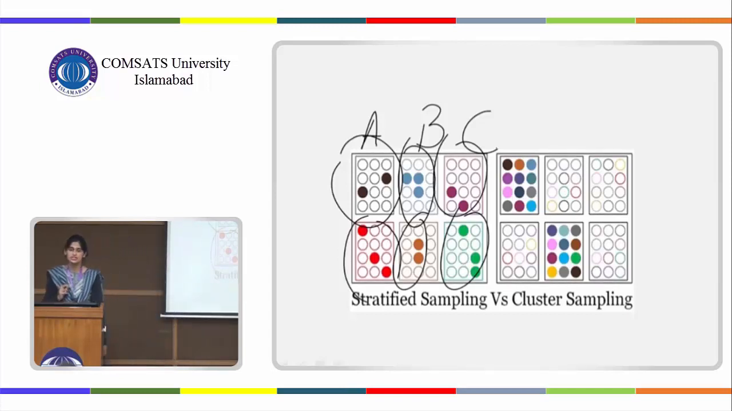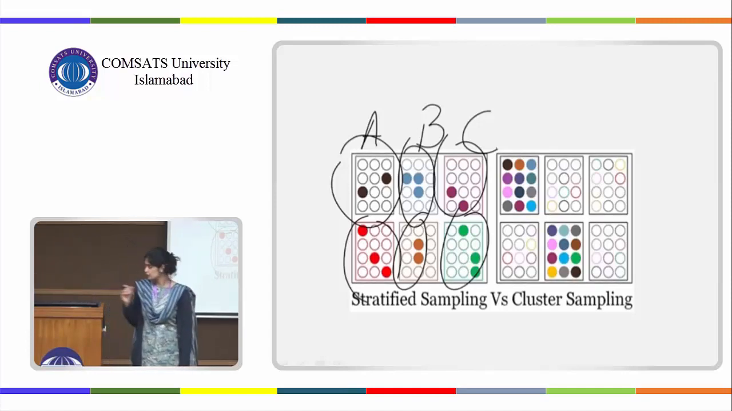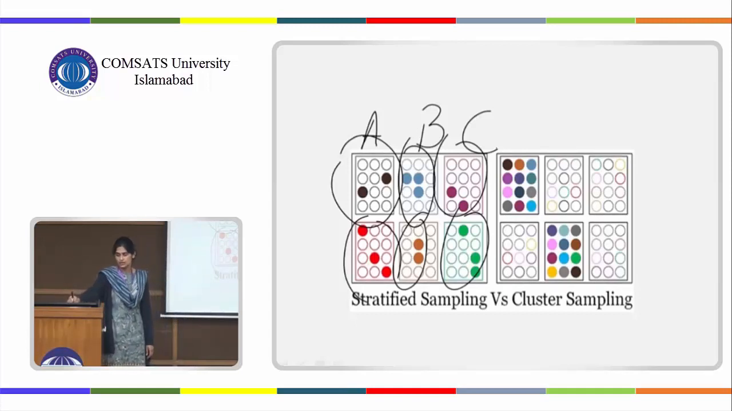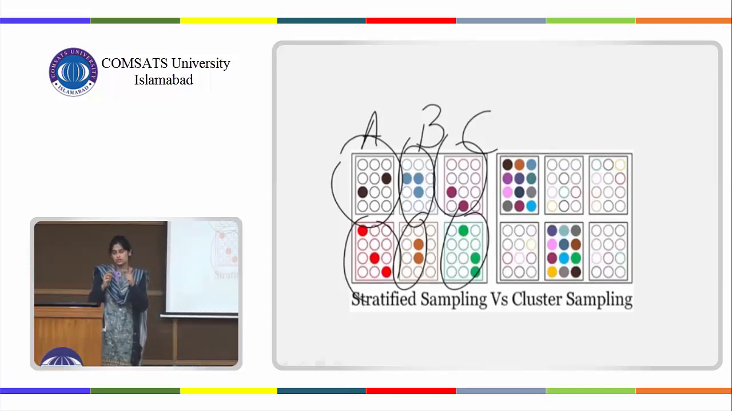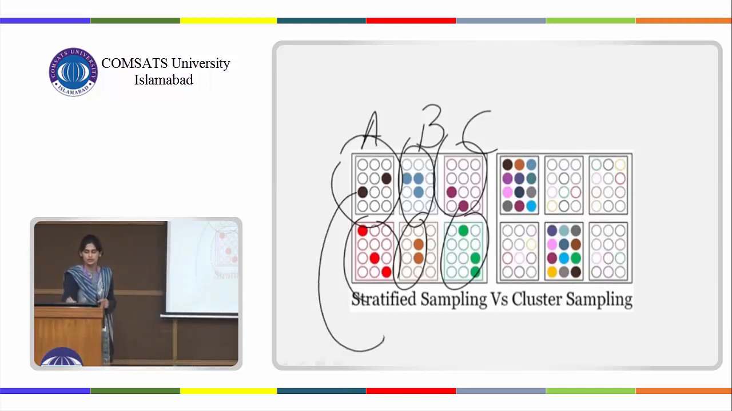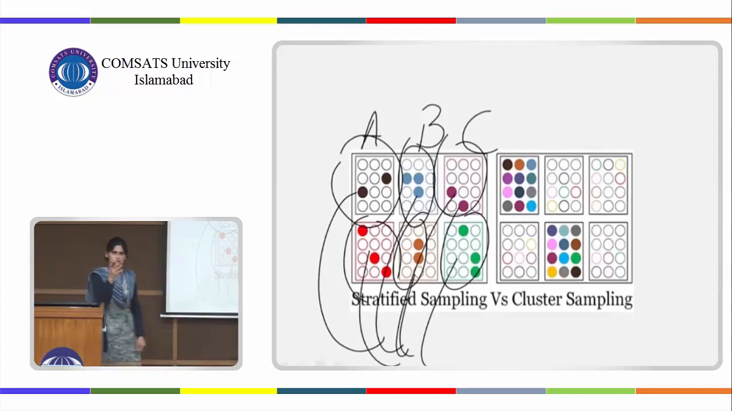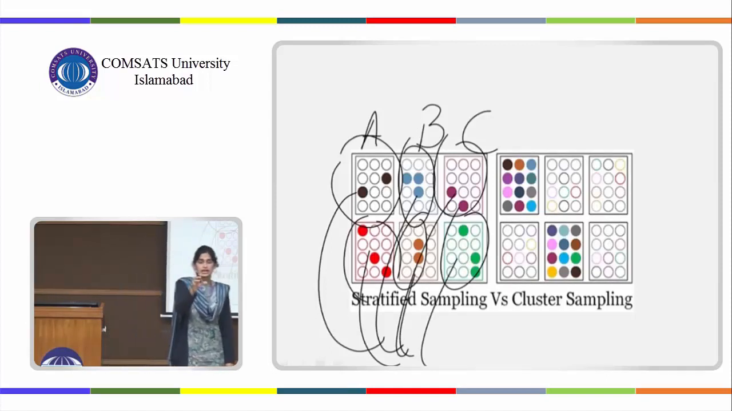In strata, there is homogeneity in the group. In group A they are all brown, in group B they are all blue. So they are homogeneous, they are all the same. In stratified sampling, once you need to take the sample, you would take one from here, one from here, one from here, depending on how large your sample size is, and you would create a sample. Okay, that is stratified sampling.